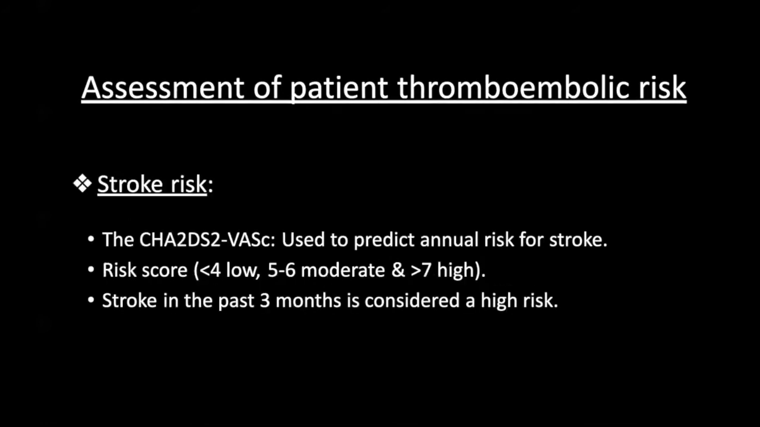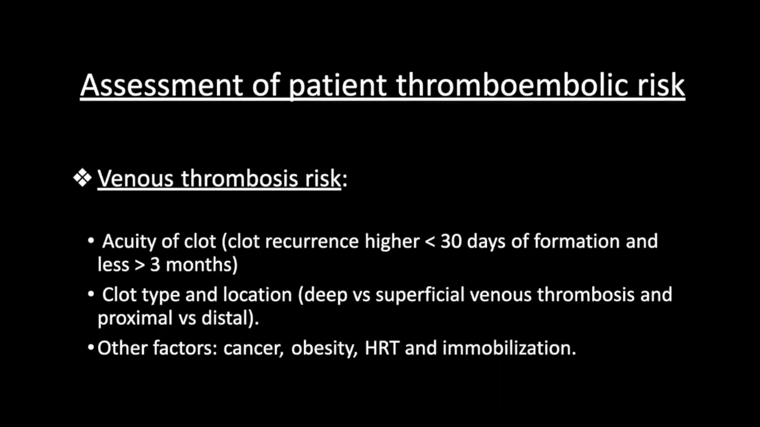Stroke risk is calculated using this score, the CHA2DS2-VASc score, and this predicts an annual risk of stroke, whereby if you have a score that is less than 4, then your thromboembolic risk is regarded as low, and if it's between 5 to 6, your thromboembolic risk is regarded as moderate. More than 7, your thromboembolic risk is regarded as high. It is also important to note that stroke in the past 3 months is considered a high risk.